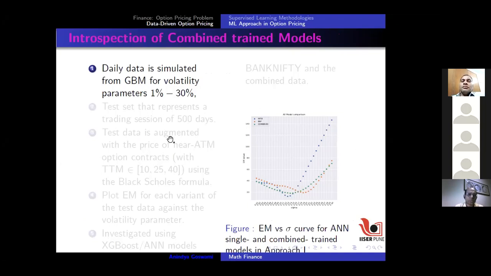So yeah, this is basically the last slide. Here we are trying to understand the reason for what is happening here. What we have done is that we trained on Nifty 50 and tested on Bank Nifty, and there's a success, and then we combined. We trained a model with both the data and then checked.